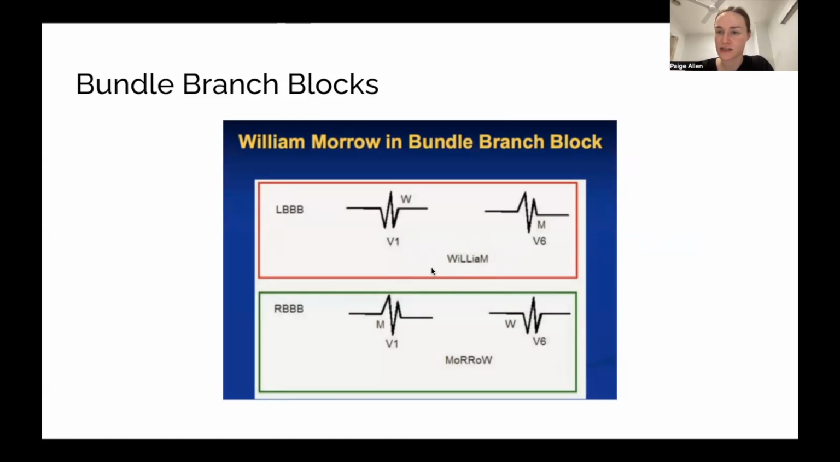The W is the shape that you see in the QRS in V1, and the M is what you see in V6. So since W is at the beginning of the word, it's V1, M is at the end of the word, it's V6. It's kind of like a nice simple way to remember it. Similarly, Morrow, the R signifies that it's a right bundle branch block, and the M is what you see in V1, and the W is what you see in V6. So as you can see, there's a nice little M shape, there's a nice little W shape.